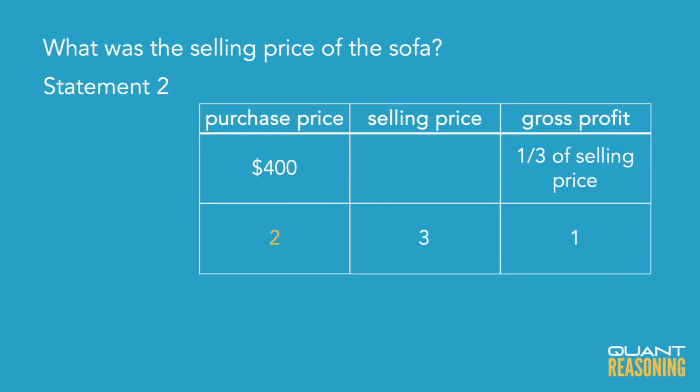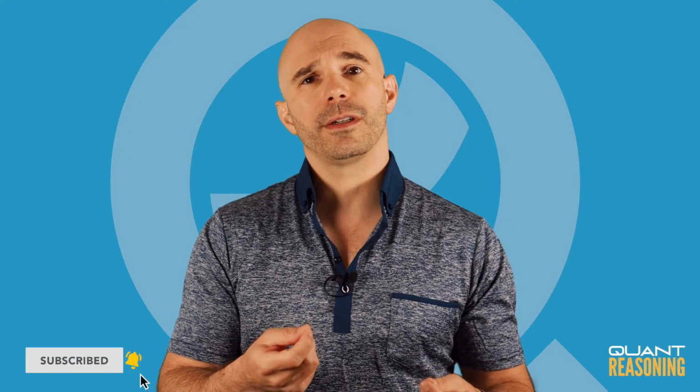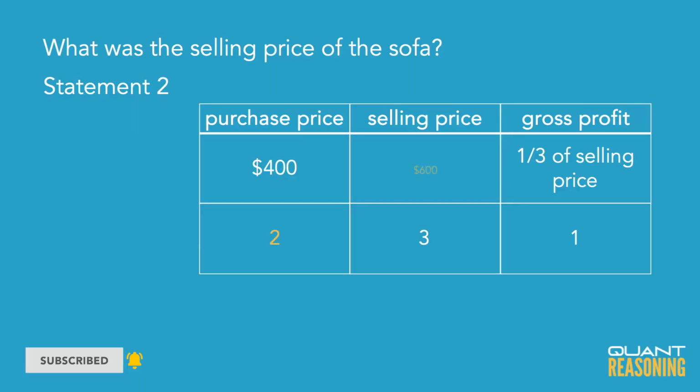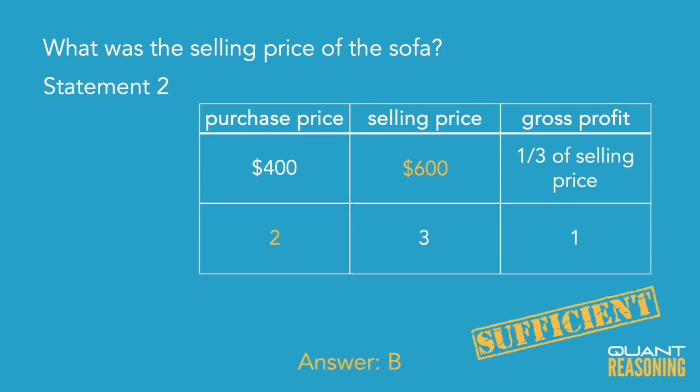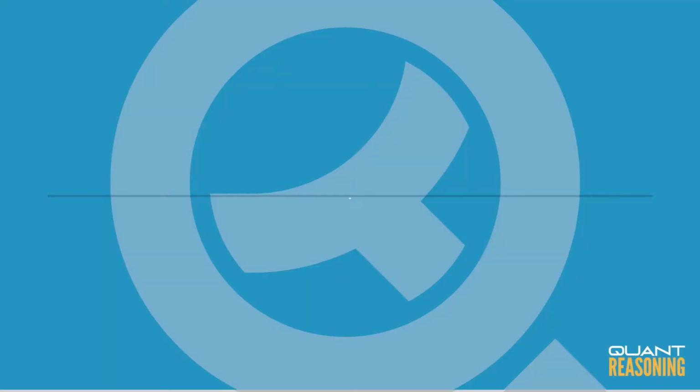But we know what the actual purchase price was. We were given that in the free info. It was 400 bucks. So if 2 ratio units represent 400 bucks, can we now infer what the selling price was? We know that it's 3 ratio units. So then you must have sold it for 600 bucks, and therefore the correct answer is B.